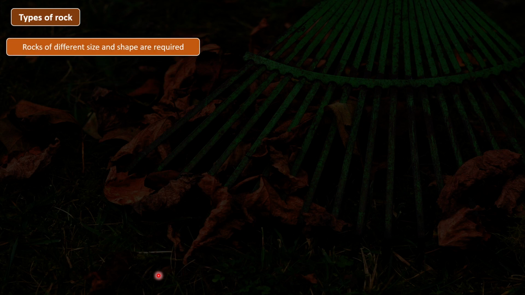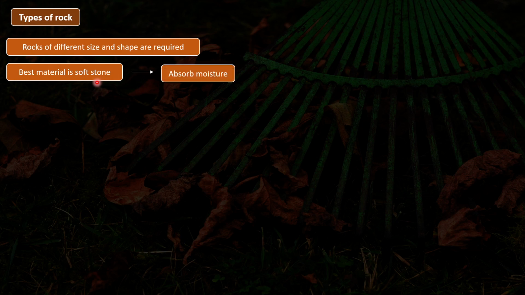Now, the various types of rocks are available which you can use in your rock garden. We have different sizes and shapes of rocks that are needed in your garden, and they are also available in the market. The best material is soft stone. Stones that are smooth and soft are good, because they absorb moisture, and this moisture can become available to the plants. So the plant will be encouraged to grow because of the moisture in the stone.